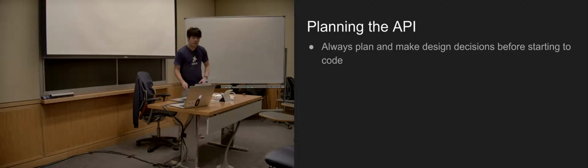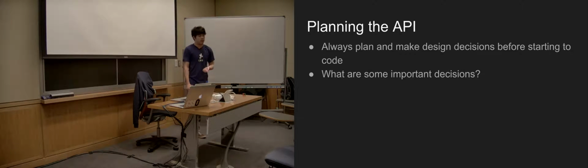So how the heck do we plan an API? First, always plan everything before you start coding. Otherwise, you'll get halfway through and realize, oh wait, this doesn't work. And then you'll have to go back, fix a bunch of things, and it might end up taking a lot longer. So always make the big design decisions before starting.